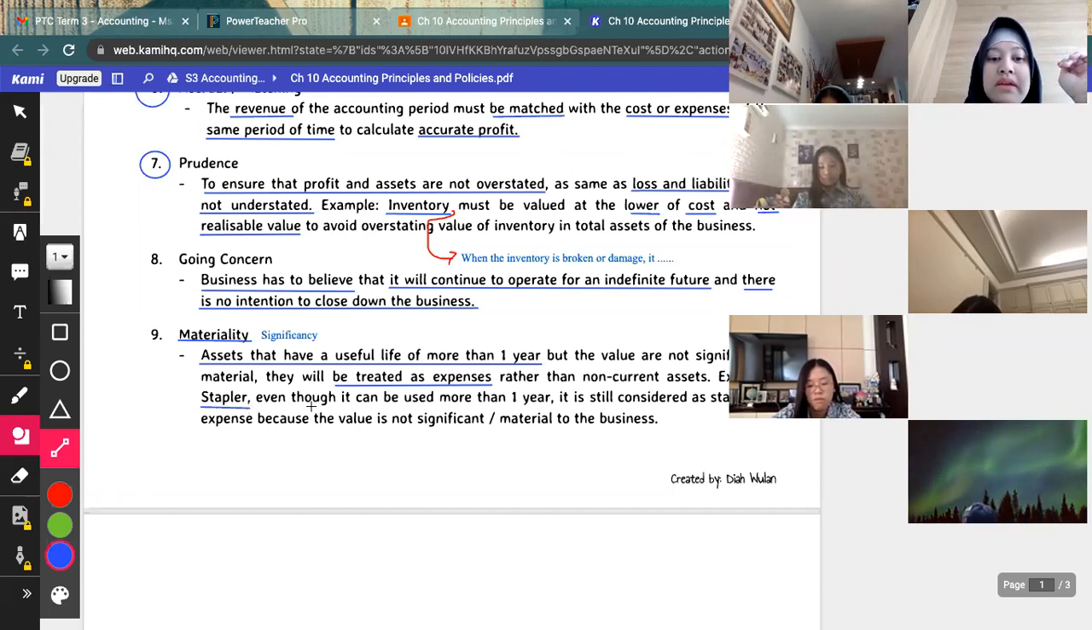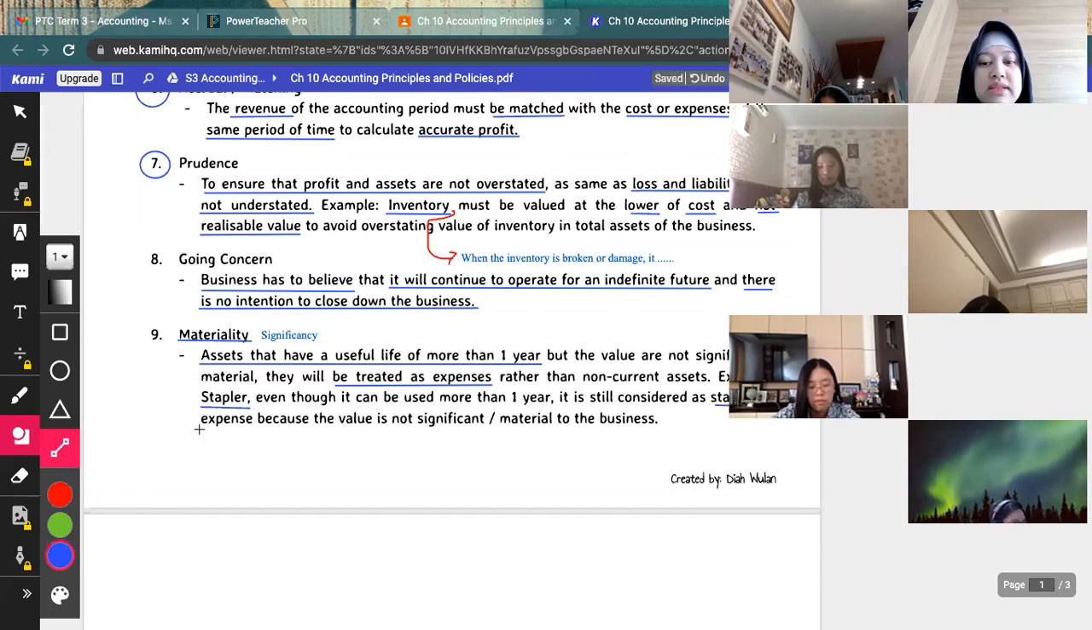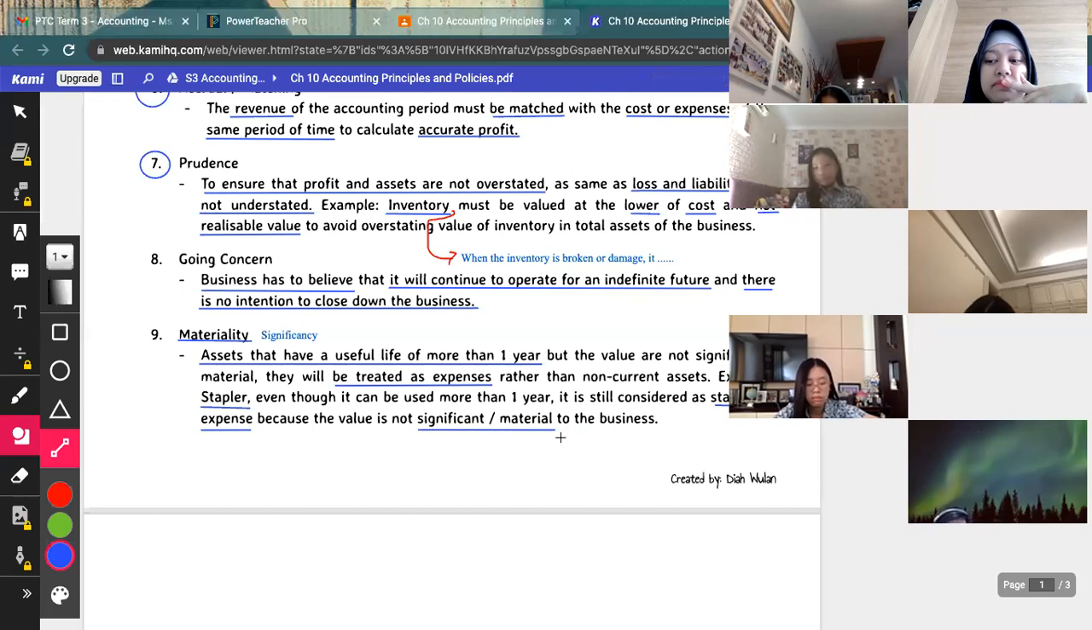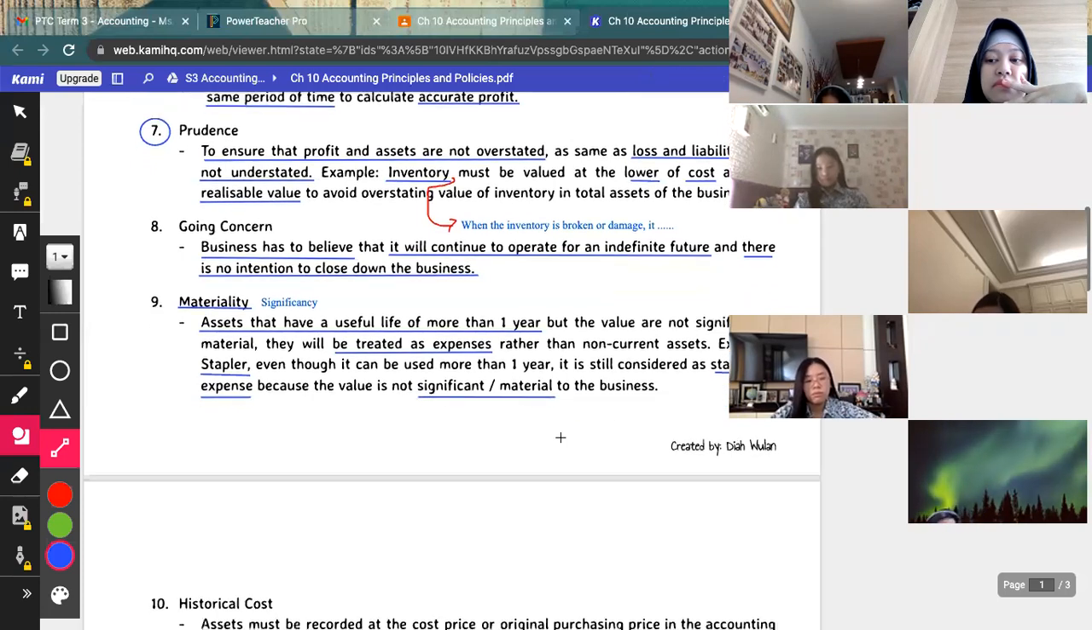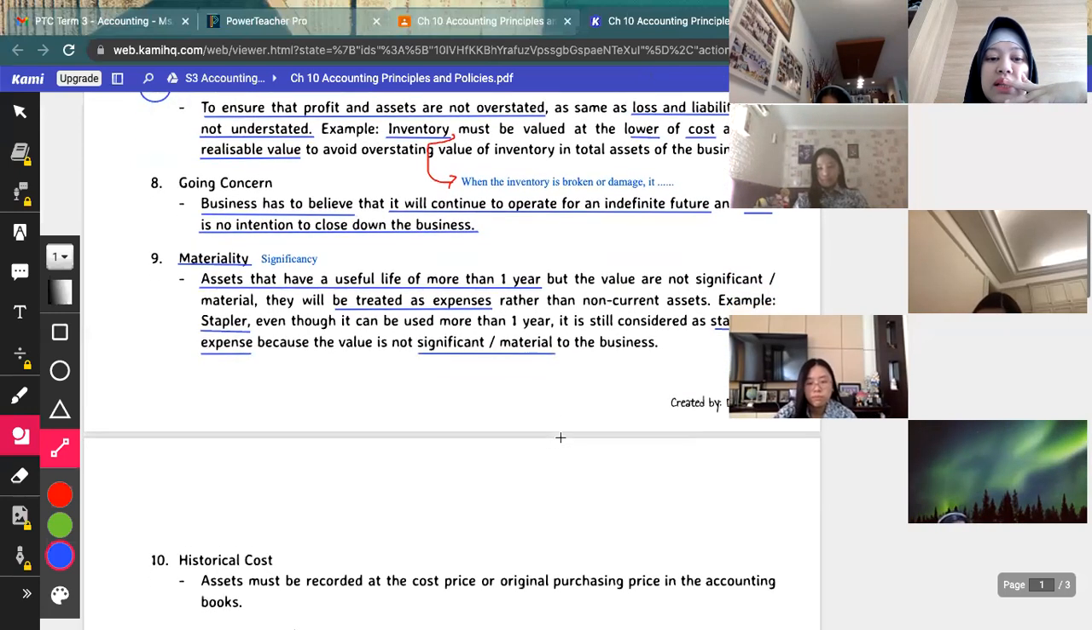Now, as it said here, even though it can be used for more than 1 year, it is still considered as a stationery expense. We will record that as a stationery expense, because the value is not significant or it's not material to the business. Clear enough? Do you have any question? No? Caitlin?